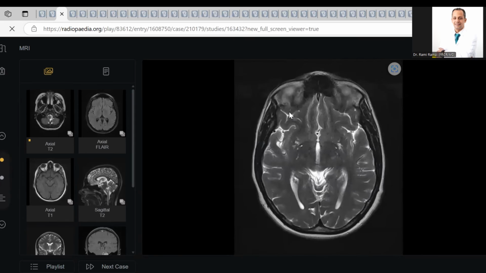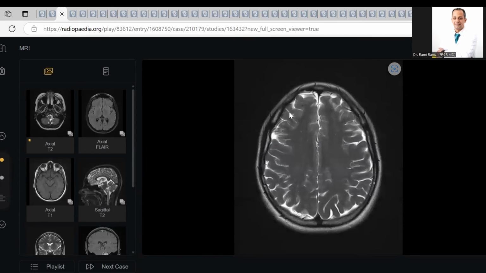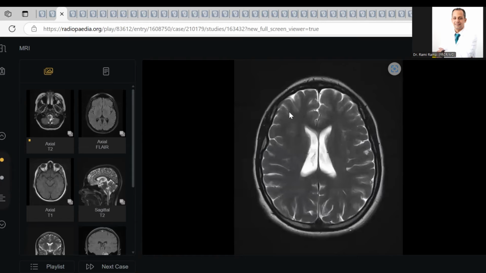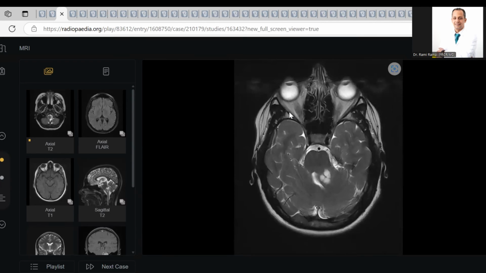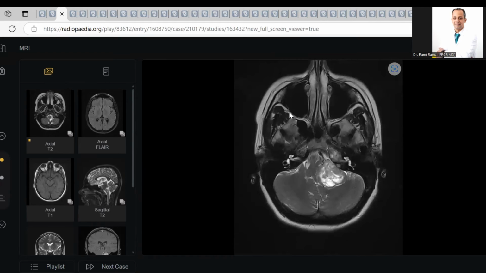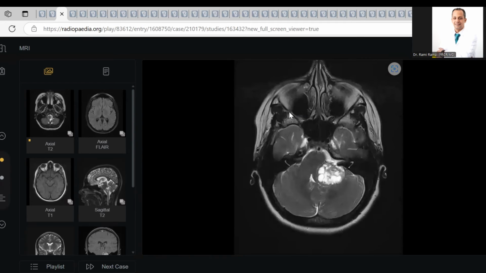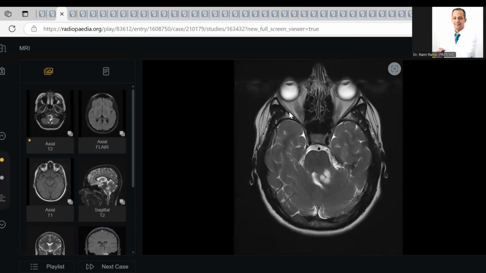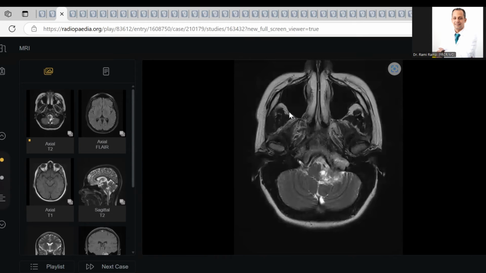I'm provided with the axial cuts of T2-weighted MRI of the brain. I can see that there is a lesion located in the left middle cerebellar peduncle. I want first to identify the location of the lesion, whether it is intraaxial or extraaxial.